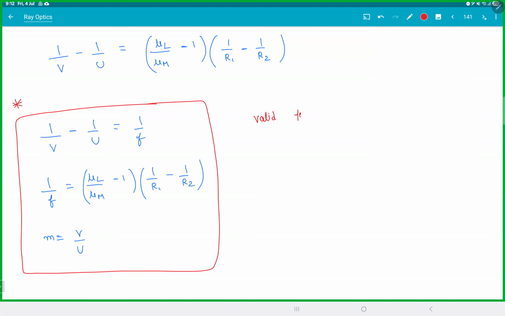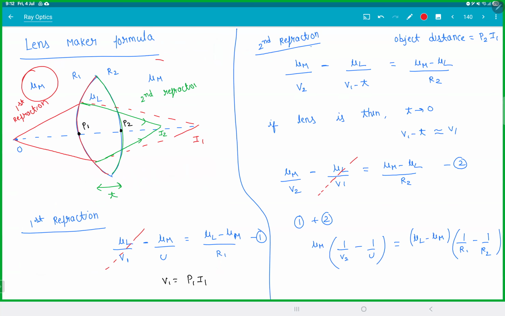These formulas are valid only for a thin lens. If the lens is thick, then just use refraction on curved surface, forget about lenses. Second, the medium must be the same on both the sides. Why is that? Go back to the derivation. If the medium on both the sides is not the same, then here this will be mu M dash, and this will be mu M dash. Then when you add them, the mu M won't come out common. The whole formula gets messed up. You getting the problem?